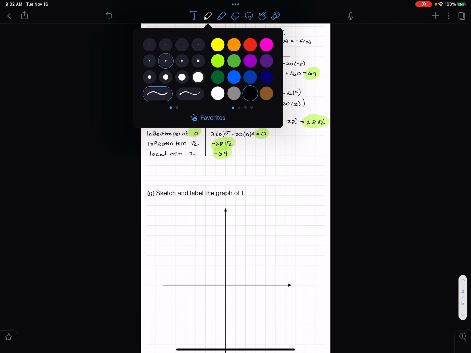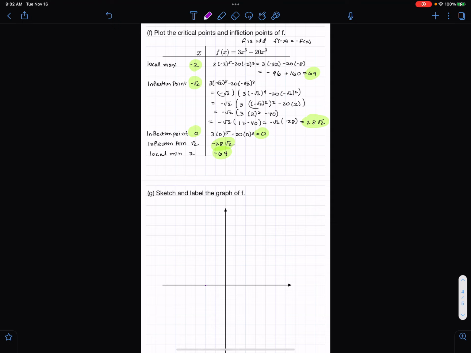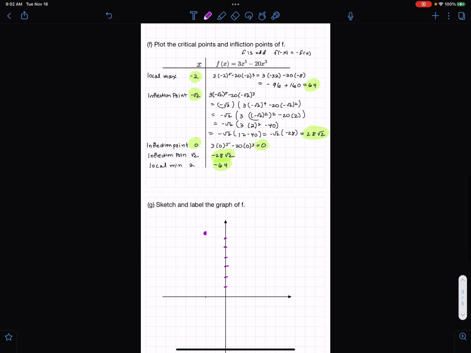Okay, so I have negative 2, and at negative 2 I have 64. I'm going to make my y-axis go by 10: 10, 20, 30, 40, 50, 60, so 64 is up here. And so this is a local max.